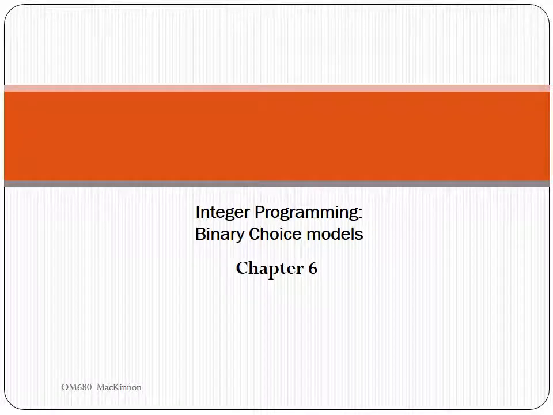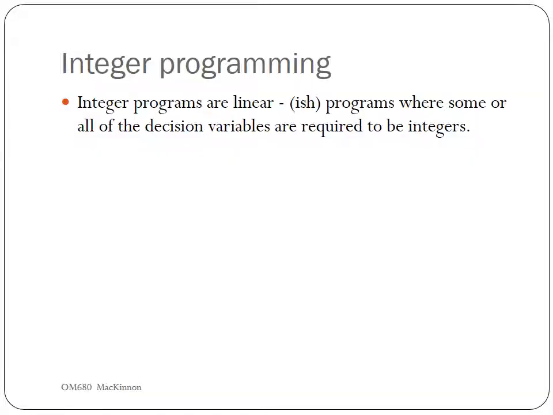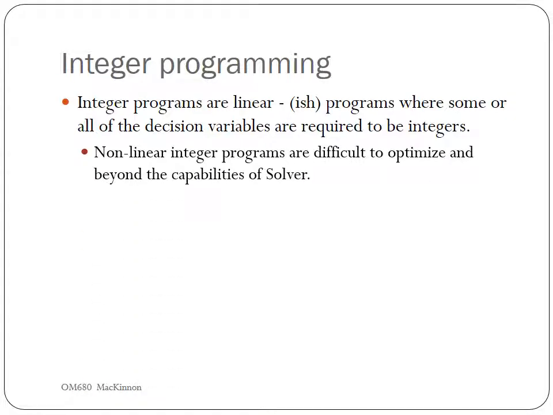Okay, let's get started on chapter 6, and today we're going to cover integer programming and specifically binary choice models. Integer programs are, I call them linear-ish programs. Actually, restricting your decision variables to be an integer is a violation of the rules for linear programs, but we get around it, and so we are still able to use the linear solver. But anyway, it's where some or all of the decision variables are required to be integers.